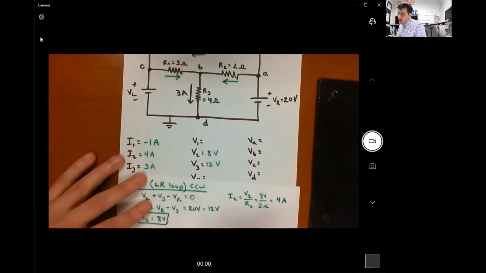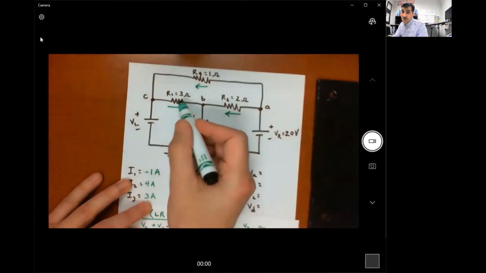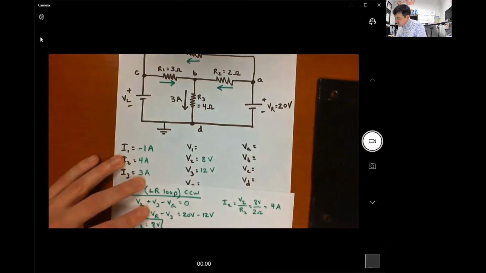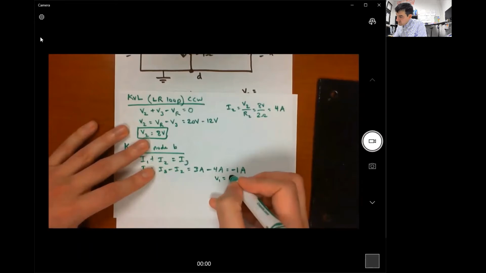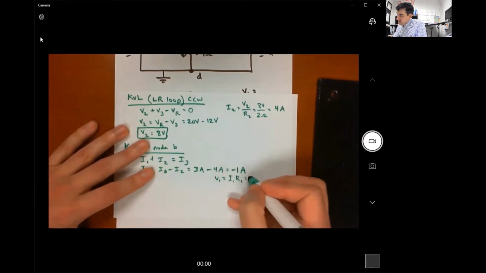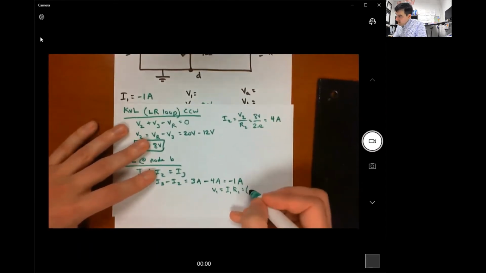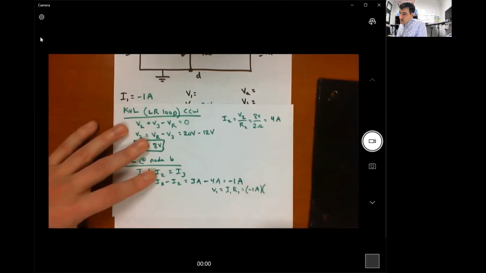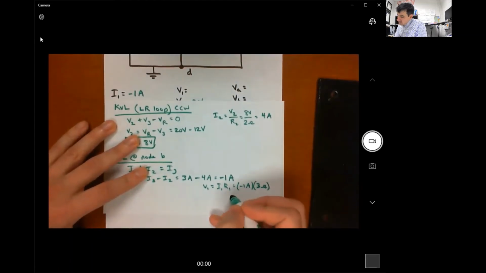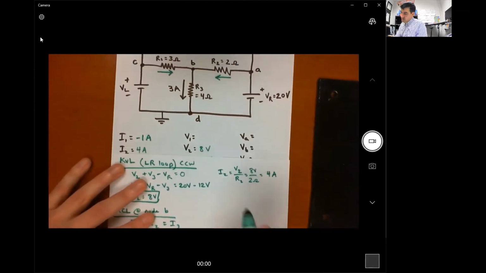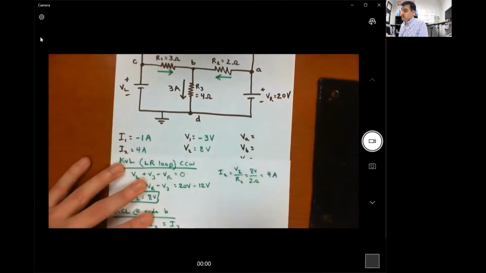Okay, and then we know I1 and we know R1, so we can find V1. V1 equals I1 R1. I1 we just found was -1 amp. R1 is 3 ohms. So -1 times 3 is -3. Amps times ohms is volts. So V1 equals -3 volts. Okay, V1 is -3 volts.